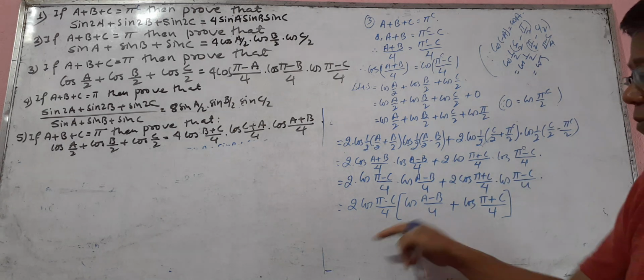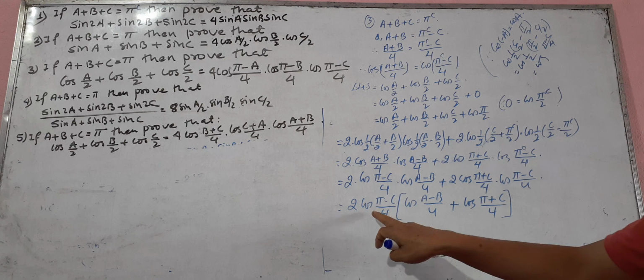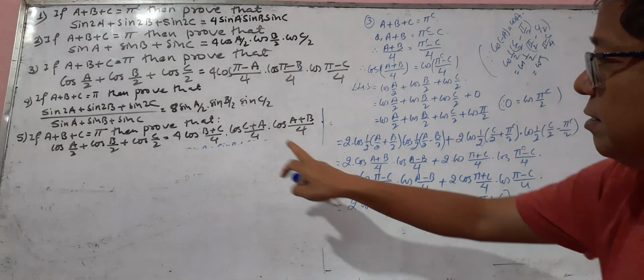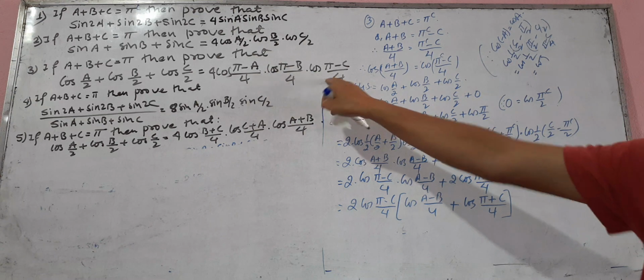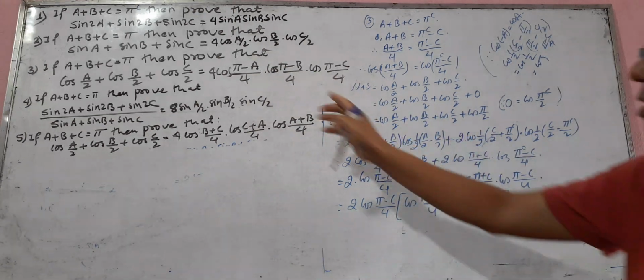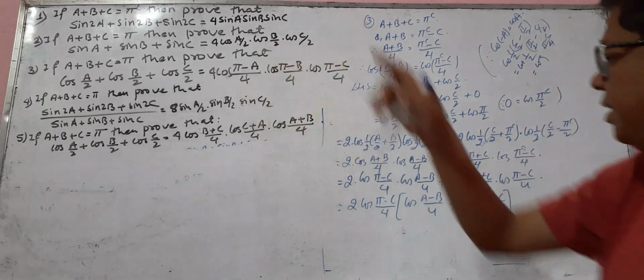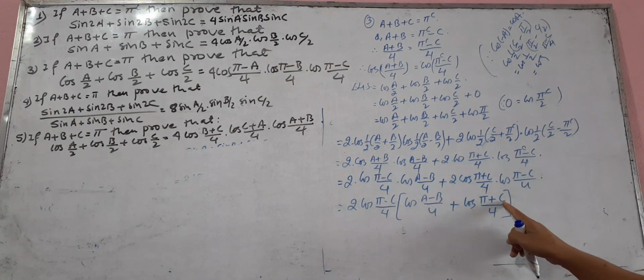Okay, after this we have obtained one of the factors of the right hand side of question number 3. Now we have to find the factor in terms of a and b, but here we have c. So we have to replace it.